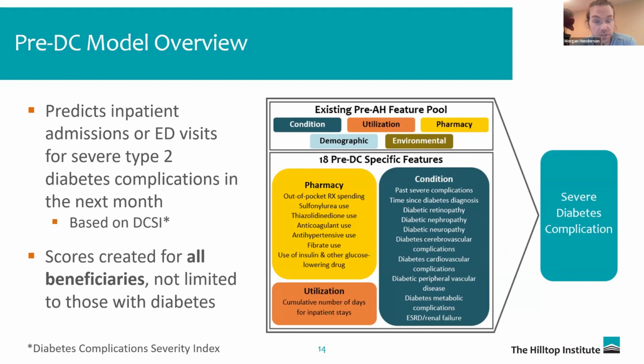The thinking behind that was we didn't want to miss anyone, basically. It's possible to have diabetes but not show up in the claims as such. And so everyone gets a pre-DC score, just like they get a pre-AH score. And like I mentioned, it's built on top of the pre-AH model, so it includes all of the same risk factors as pre-AH and about 18 additional risk factors that we identified as in principle being especially predictive of this particular event.